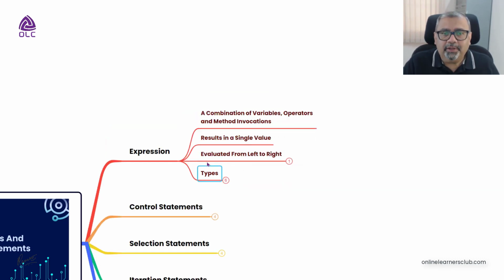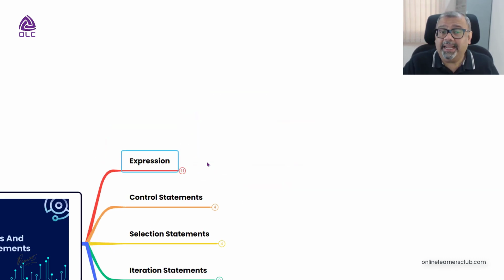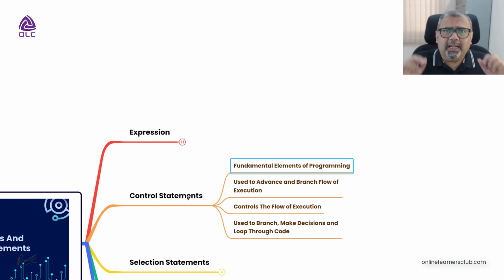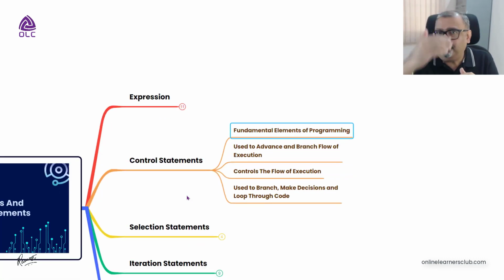Next, with the expression being the fundamental element, let us discuss the next element, which is control statements. The fundamental element of programming is a control statement, because we would like to branch on certain conditions, based on some conditions, as part of my computation. It is not the same flow. I would like to switch to a different flow, come back, or I want to split them.